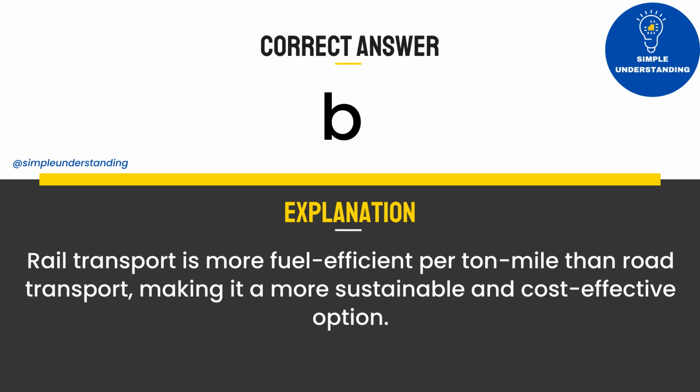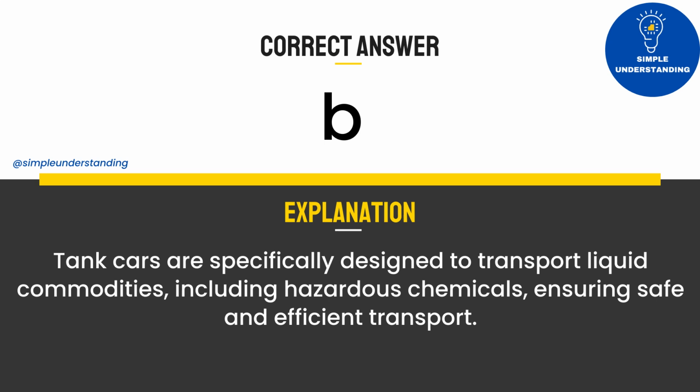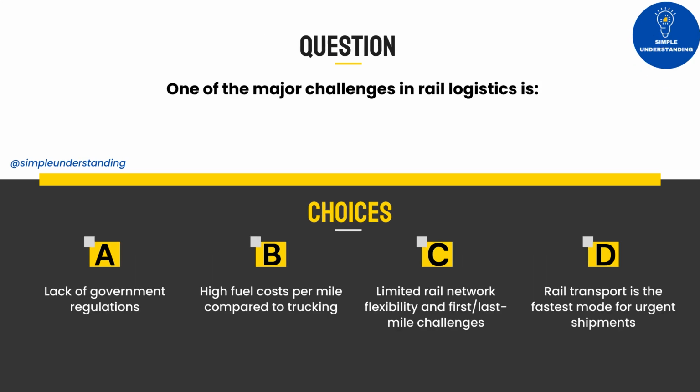cost-effective option. 5. A freight forwarder is selecting a rail freight car type for transporting liquid chemicals. Which type of rail car is most suitable? A. Boxcar. B. Tank car. C. Flat car. D. Hopper car. Correct answer: B. Explanation: tank cars are specifically designed to transport liquid commodities, including hazardous chemicals, ensuring safe and efficient transport. 6. One of the major challenges in rail logistics is A.